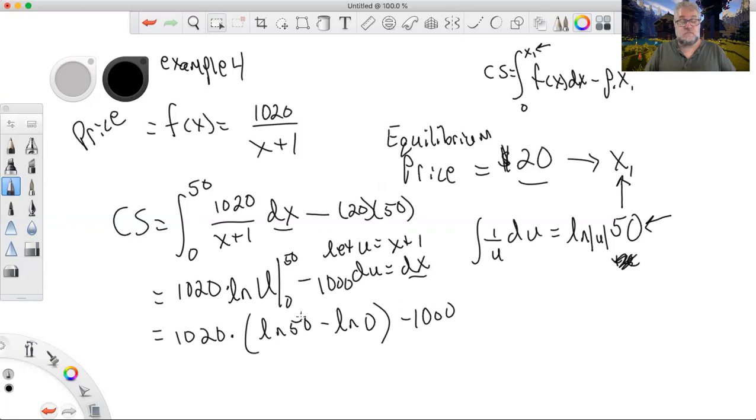Oops, I did that wrong, didn't I? I did that on purpose to see if you would catch me. This is not 50. It's 51 because u is x plus 1. And when I put 50 in for x, I'll get 51. And it is not 0. I can't believe you guys let me get away with that. See, I was testing you. So 51 minus ln of, if I put in 0 for x, I'll get a 1.